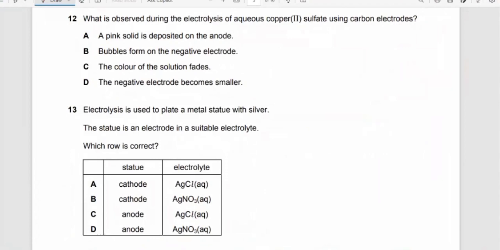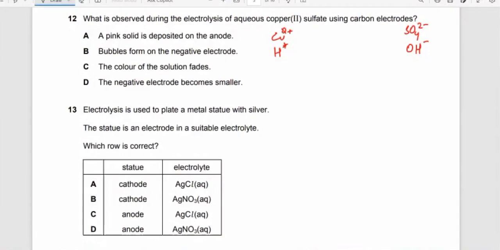Bubbles form on the negative electrodes. Now let's see where the bubbles are formed or not. Let me tell you that copper sulfate in the aqueous form contains Cu2+ cation and SO4 2- anion. The second cation is H+ because this is aqueous, and OH-. So water also converts into its ions, H+ and OH-.